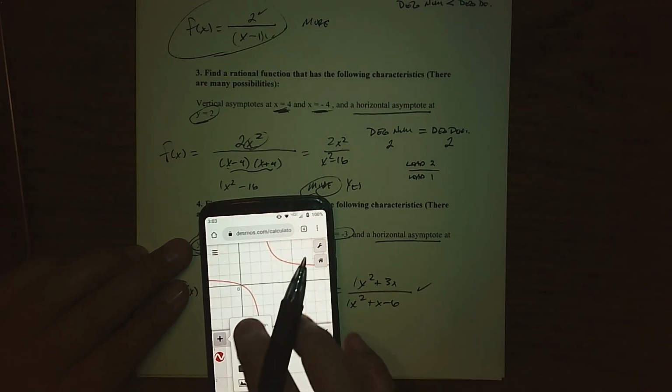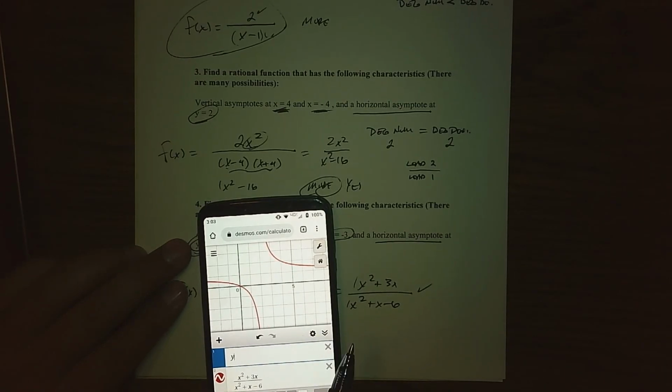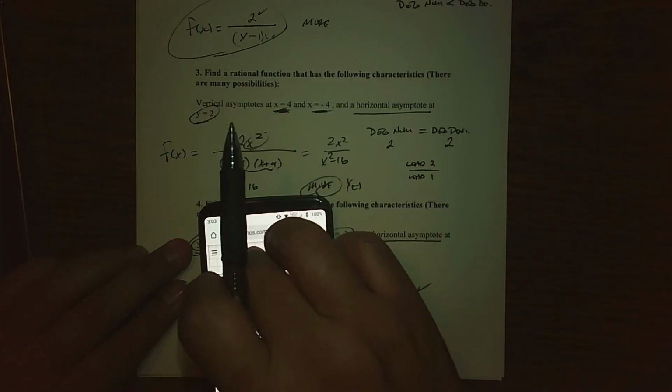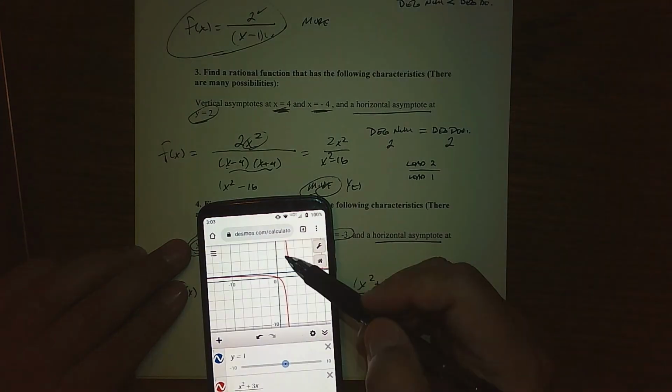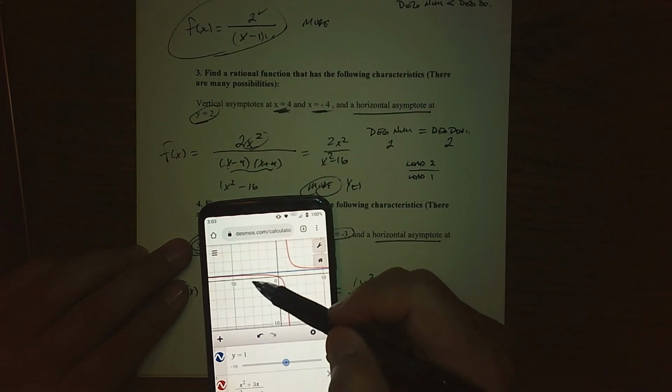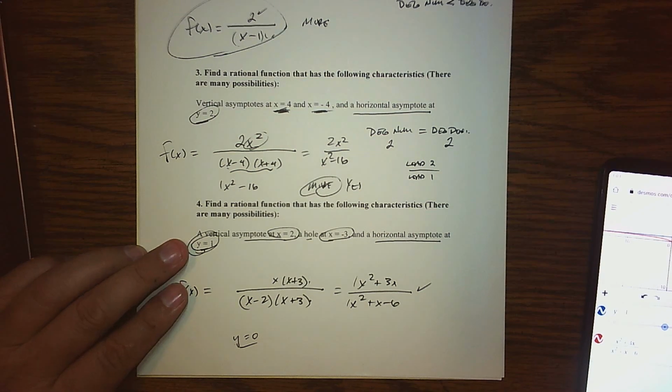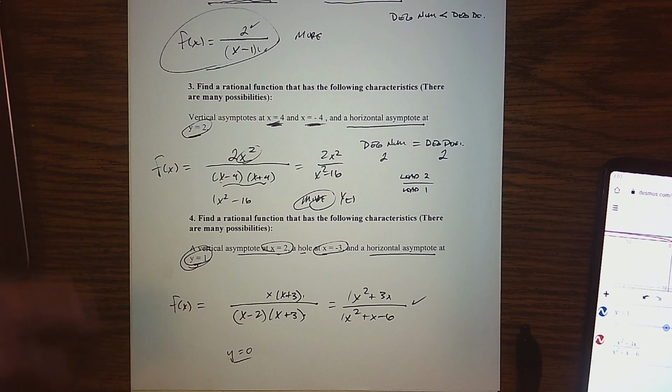As a matter of fact, I'll just add that. So y equals 1, right? And so I have a function that fits everything that I want. So vertical asymptote where I want it, a hole where I want it, and a horizontal asymptote where I want it. So there you have it. So there's some curve fitting. We're just basically using that analysis in reverse, and there you have it.